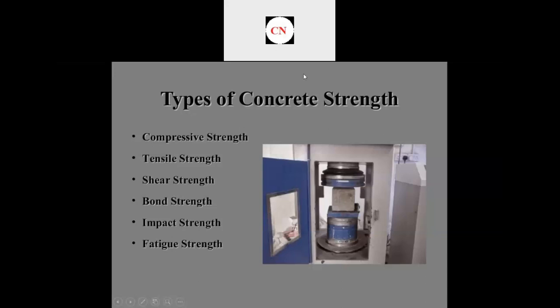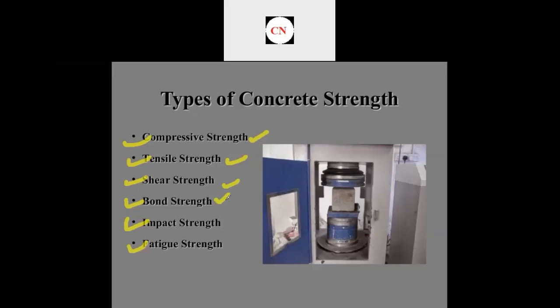The next one is the types of concrete strength. The concrete has got different strengths. Compressive strength is there, tensile strength is there, it possesses shear strength, bond strength, impact strength, fatigue strength, etc. Out of which, for our structural safety, we need to ensure the compressive strength; split tensile strength as well as flexural strength we can take as a benchmark in assessing the strength.